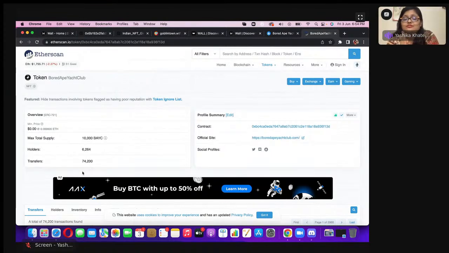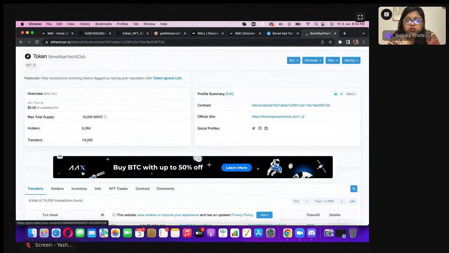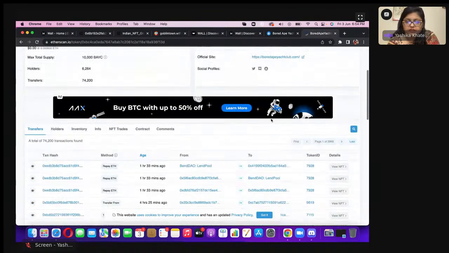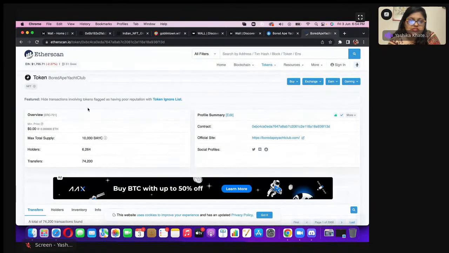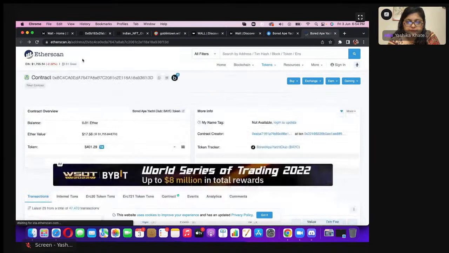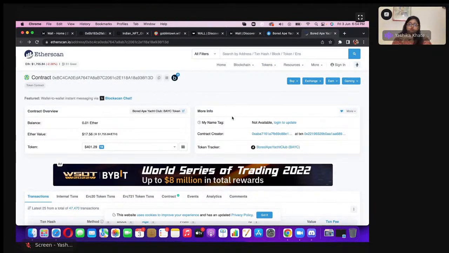So this gives you a fair idea of how the distribution has been, and an exact idea of it. You can be 100% sure of this data that comes up from Etherscan. This is the contract address, like I told you previously, and this is their official site, and it gives you all the data and everything. So these are some ways to check what is important here.